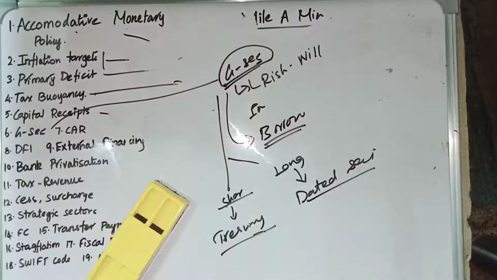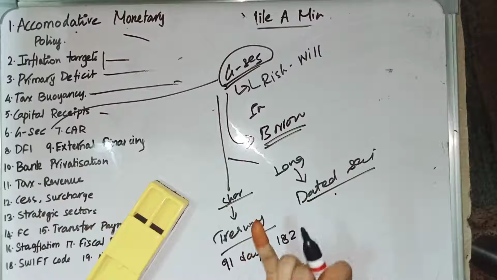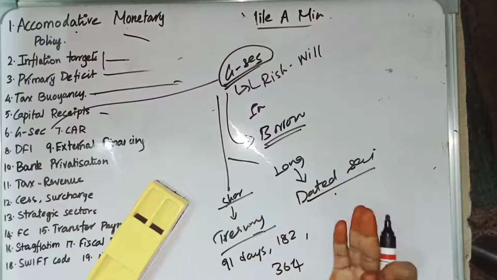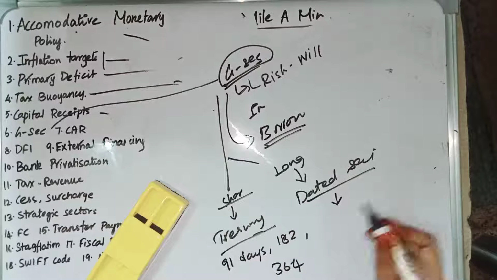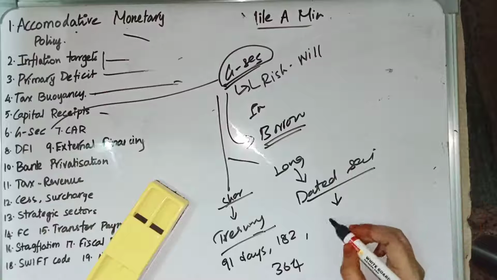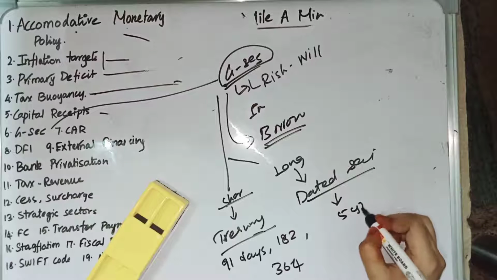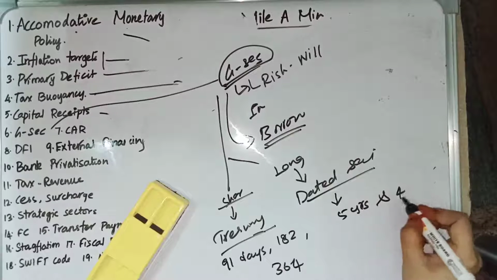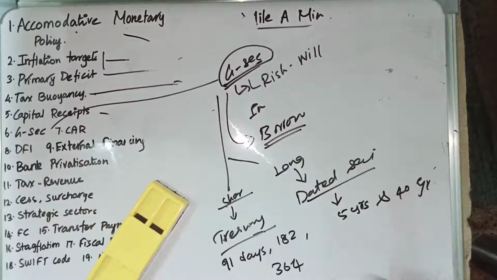Treasury bills are short-term instruments whereas dated securities are long-term instruments. Treasury bills mature in 91 days, 182 days or 364 days, whereas dated securities are long-term instruments which mature anywhere between 5 years and 40 years. So these are about GSEC.